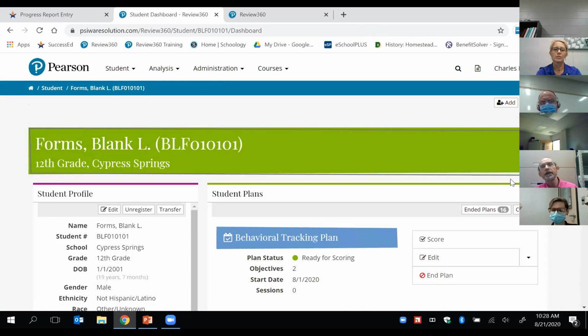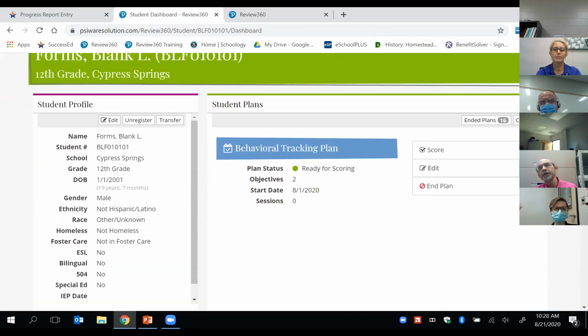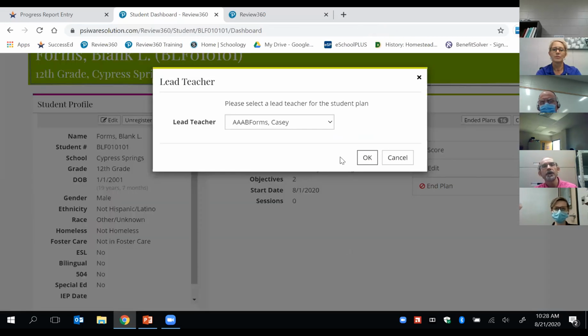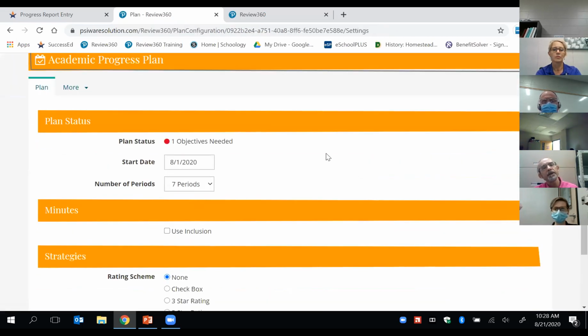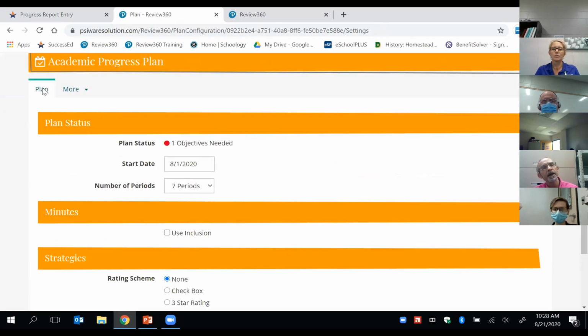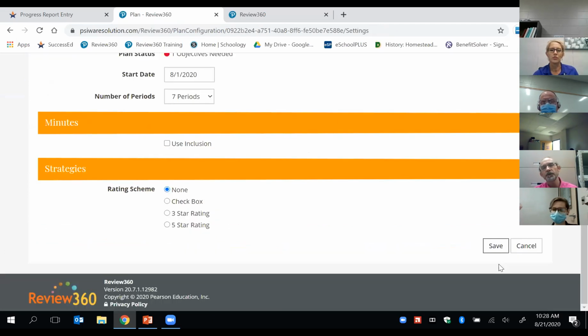Now let's go in and add an academic plan. So we're going to go to Academic Progress Plan, choose the teacher. And in the academic plan, the only thing that you would ever change on the plan tab here would be the start date of the plan, which in most cases is the date of the IEP meeting. So we're going to save that.